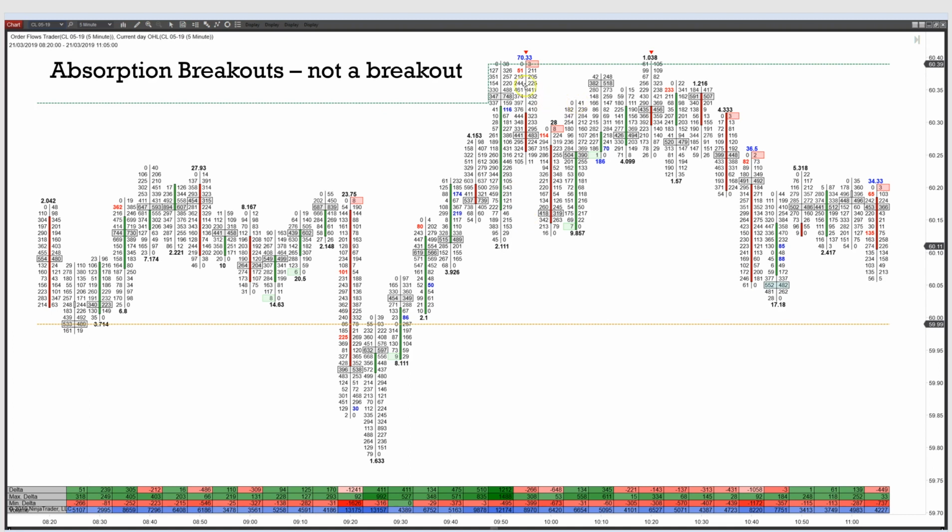Again, very similar. It's a breakout. Technically, it made a new high, but this is not what I'd be looking for. Where's your absorption in here? Where's your absorption buying in here? Yeah, we'll say, well, it's decent. It's 300, 300, 300, 351.